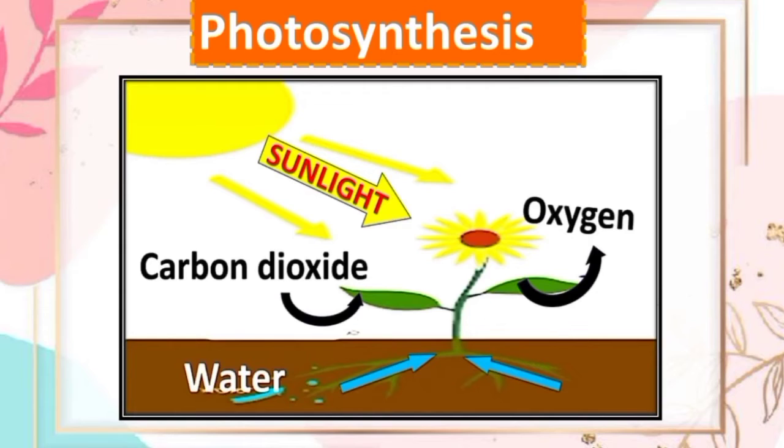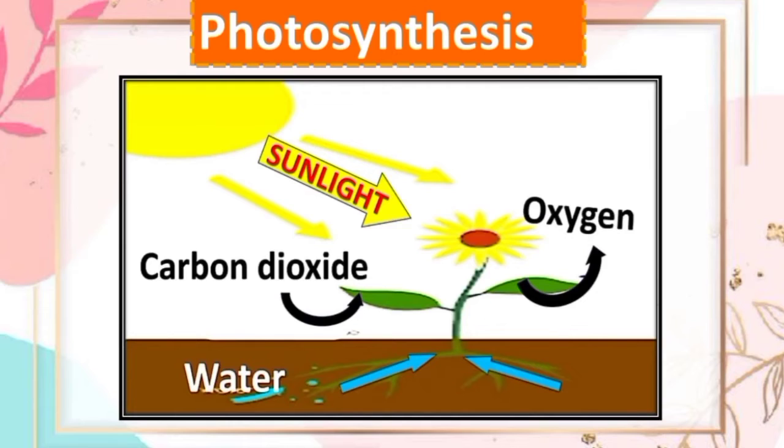Water is absorbed by the roots and carried through the stem to the leaves. Then the second material, light: when light falls on the leaves, it is absorbed by chlorophyll. Another material, carbon dioxide, is taken in through stomata.